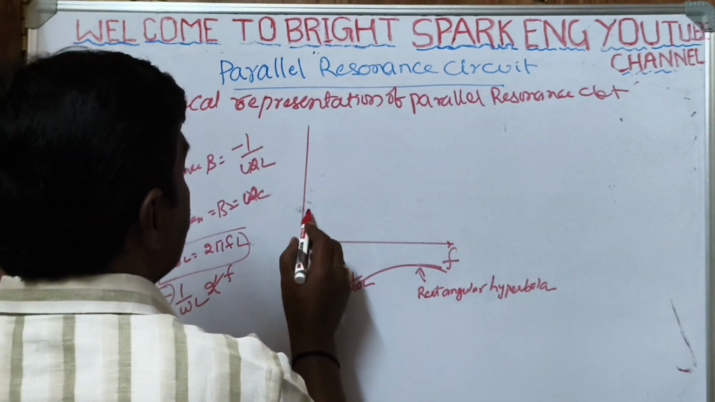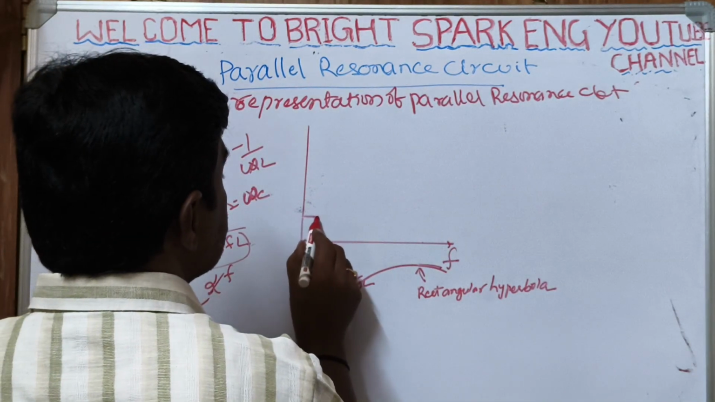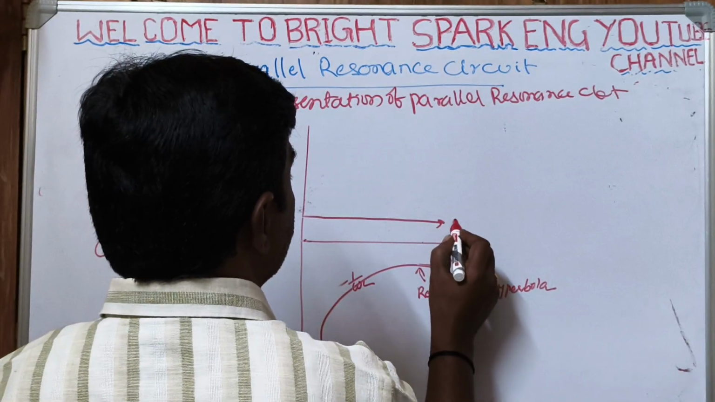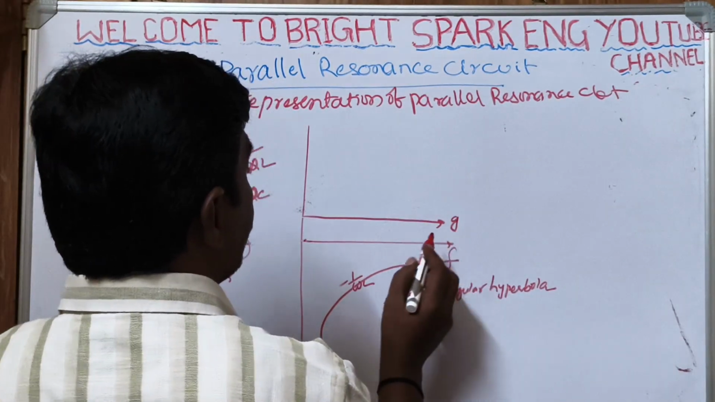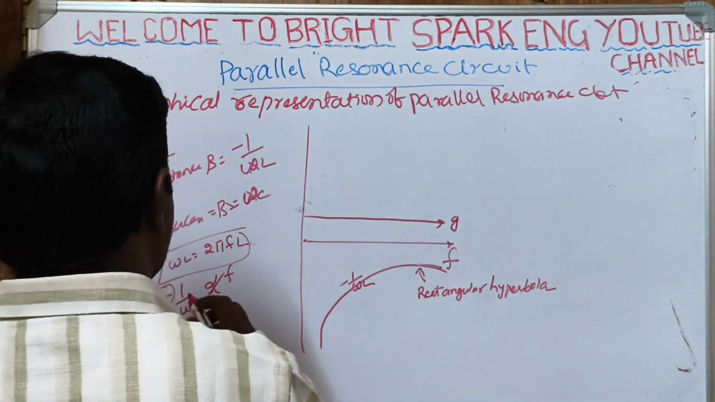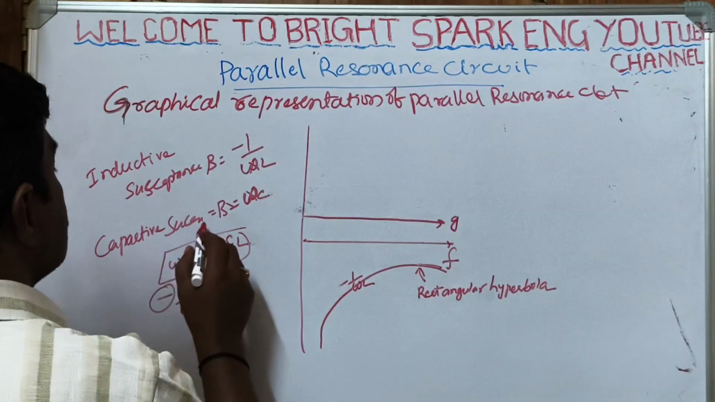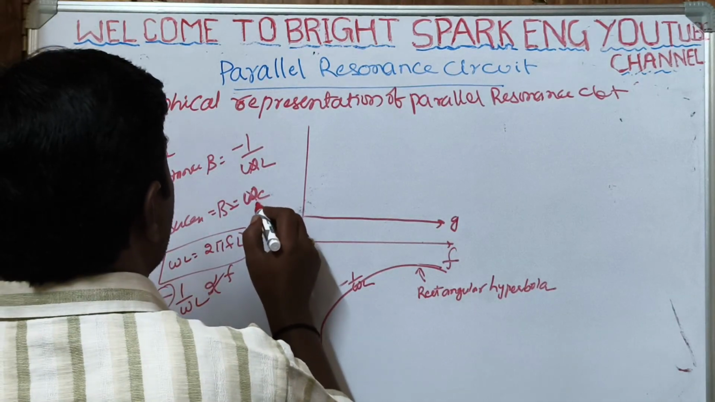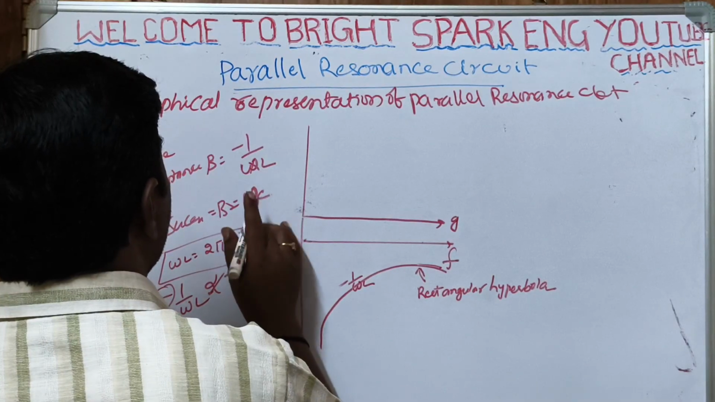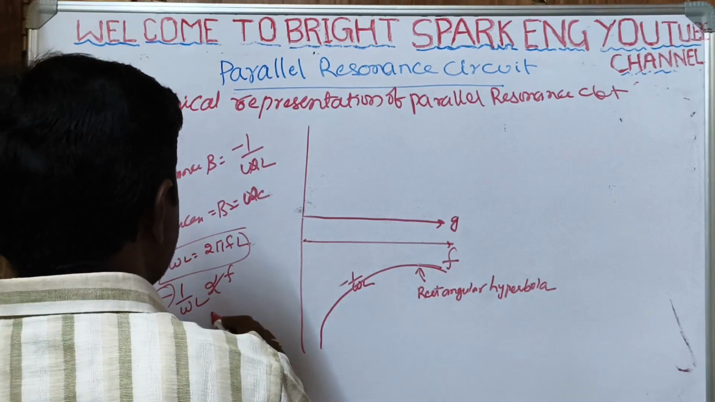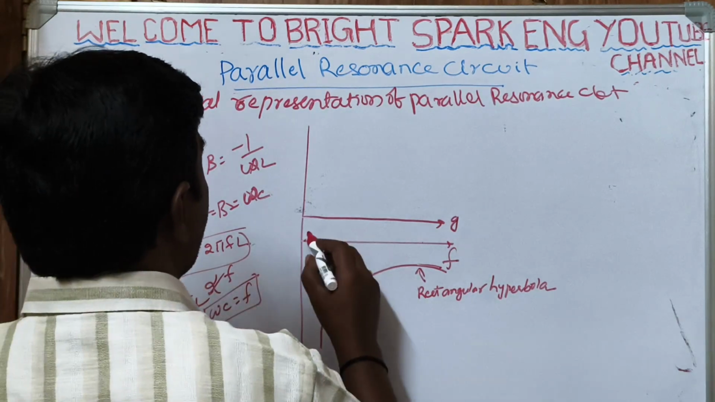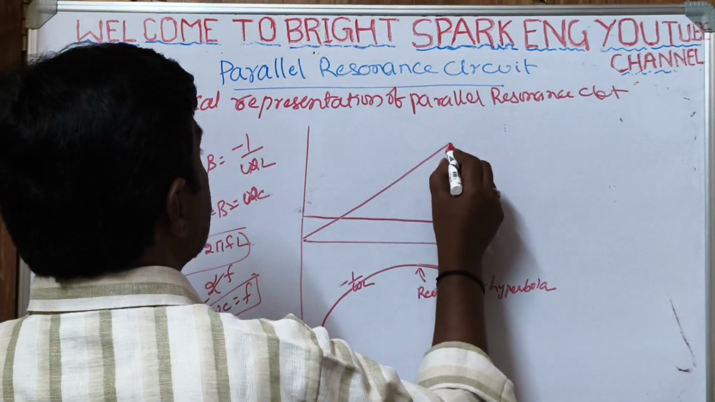In a parallel circuit, conductance is constant, that is G. Conductance is constant. Here, capacitive susceptance means B is equal to omega C. Here omega C is directly proportional to frequency. That's why this is the omega C curve.